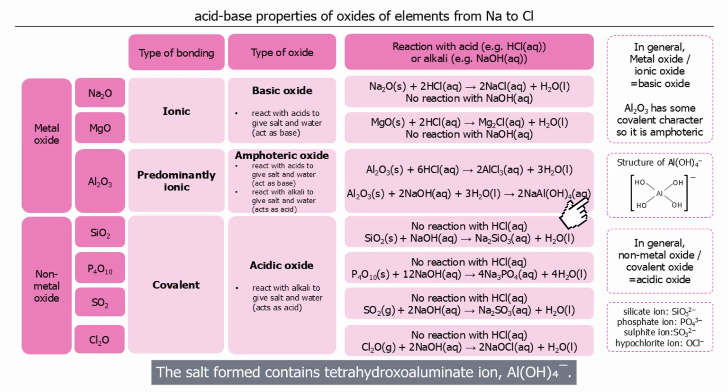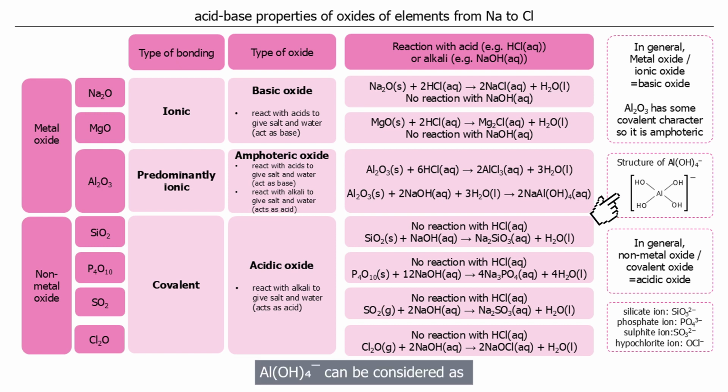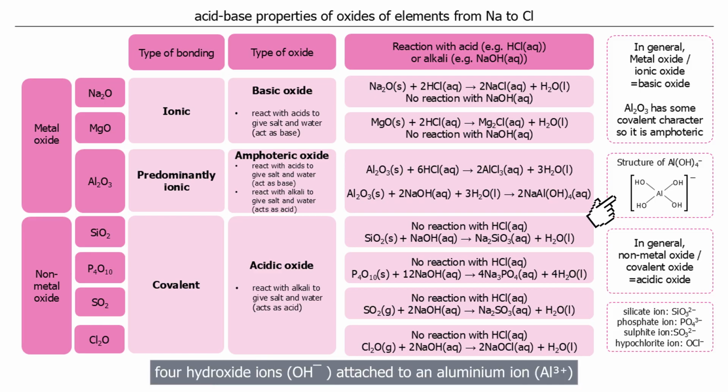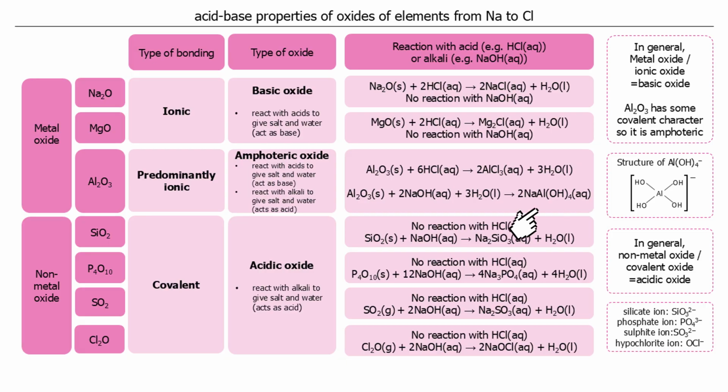The salt formed contains tetrahydroxoaluminate ion. Tetrahydroxoaluminate ion can be considered as 4 hydroxide ions attached to an aluminum ion. This explains why the charge of tetrahydroxoaluminate ion is -1.